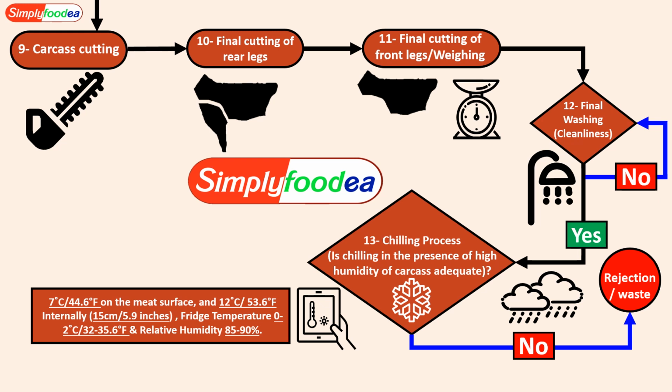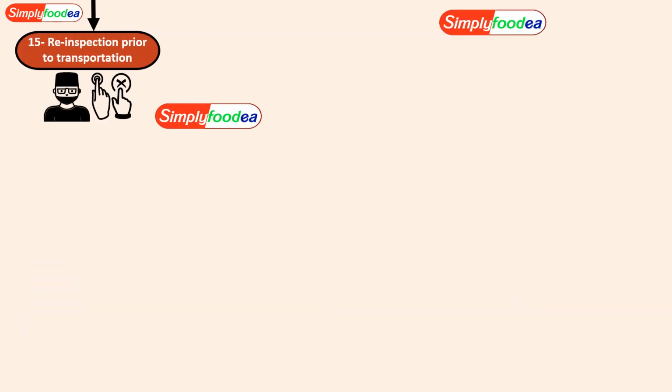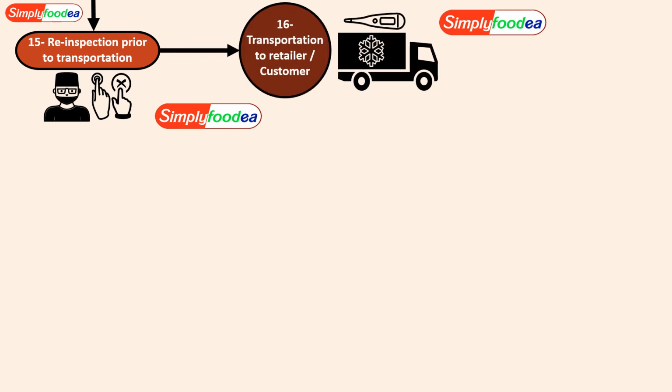If no, we'll make rejection of the carcass, or we convert it to waste. If yes, the temperature and the chilling process are fine, so we're going to step number 14, the cutting of the carcass in quarters. Number 15, re-inspection prior to transportation, also by the quality team. Number 16, transportation to retailer or the customer.